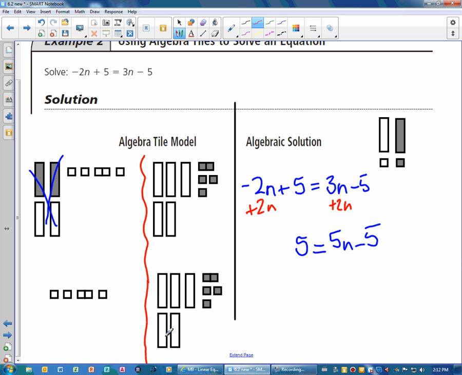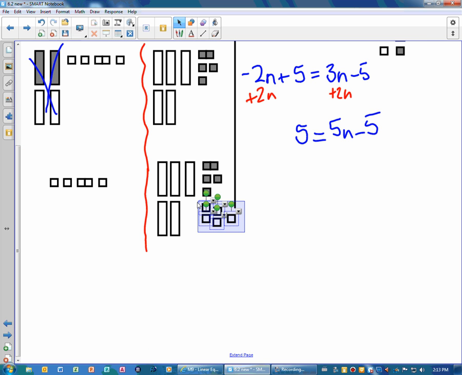Okay, so look, I only have rectangles on the right side. That's good. I have squares on the other side. That's good too. I want to get rid of these 5 guys, but if I subtract 5 negatives from here, I don't have 5 negatives over there. So I'm going to do the same thing I just did. I'm going to add 5 positives to make all those 0 pairs. That will make that go away. 2, 3, 4, 5. All of these 5 positives will get rid of those 5 negatives. If I do it to one side, I have to do it to the other.